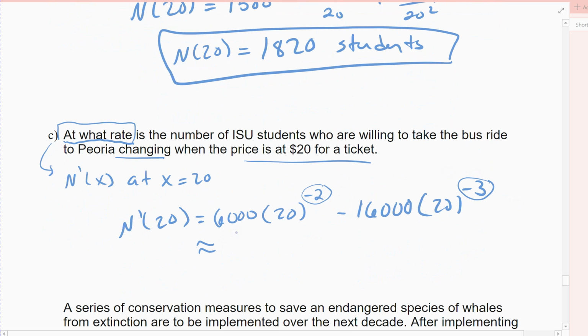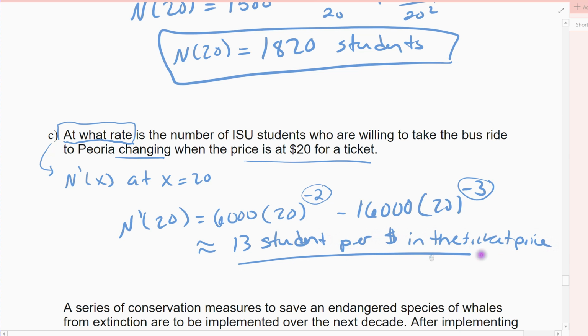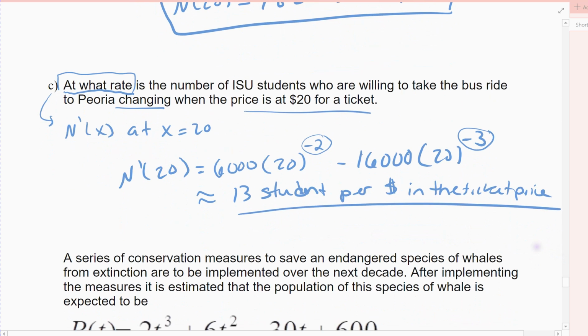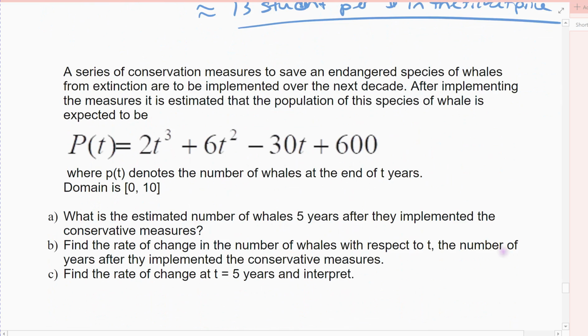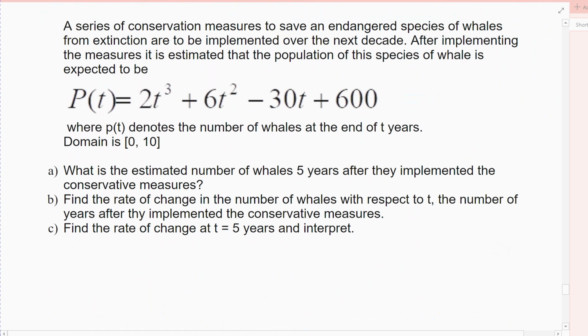It comes out to be 13 students per dollar in the ticket price. Alright, so 13 students per dollar is the rate of growth. I believe this is the last question.